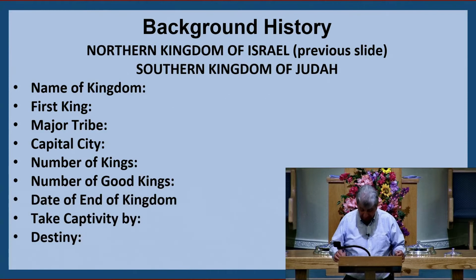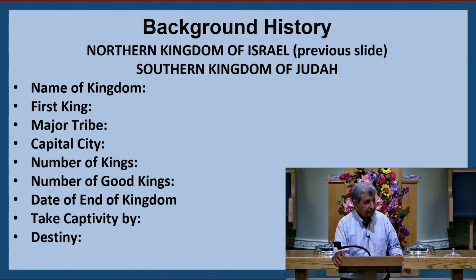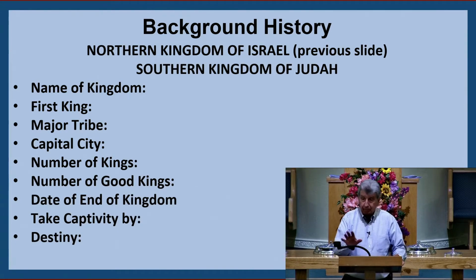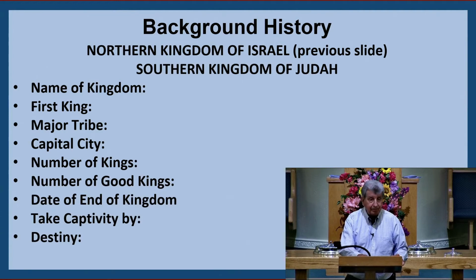Now then, the date of the end of that kingdom. 606 BC. That's an important date. About 600 years before the coming of the Messiah. God just about does away with the southern kingdom because they are taken captive by what nation? By Babylon. They're taken captive by Babylon.